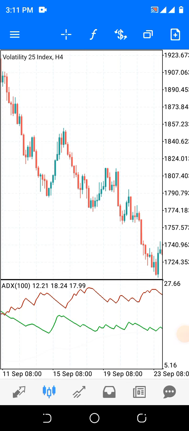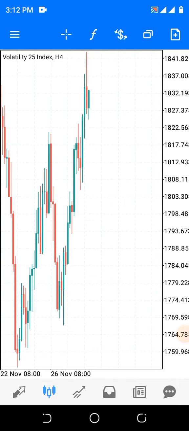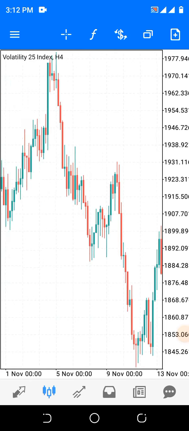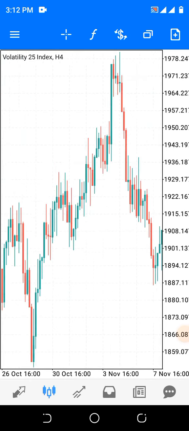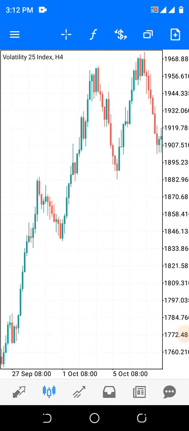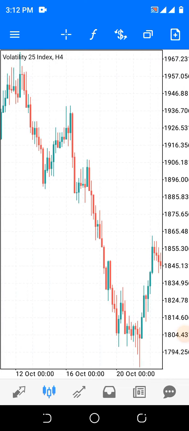So now let me show you how to set up the indicators. Pay attention so that you get every aspect of it. Let me delete the current indicator here. So on my screen now we have a clear screen. Now let me insert the indicator. Pay attention so that you understand every aspect of how it is done.